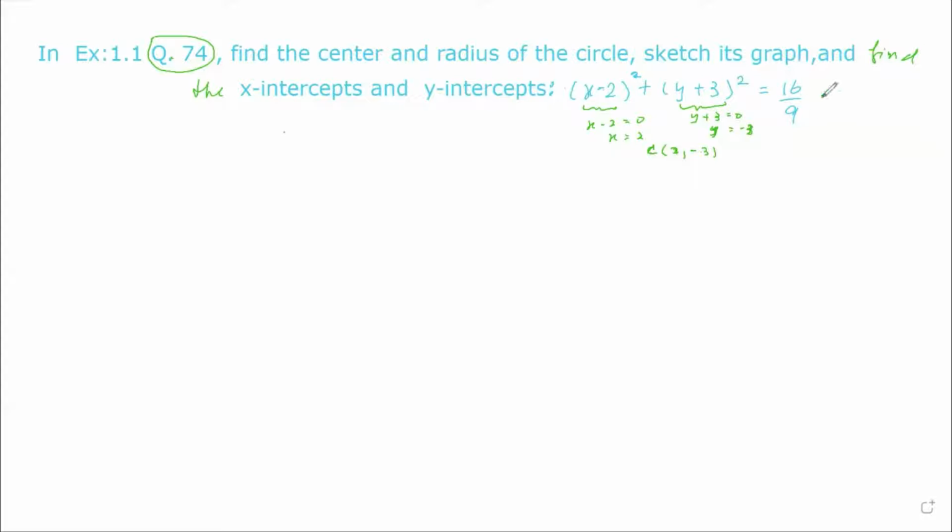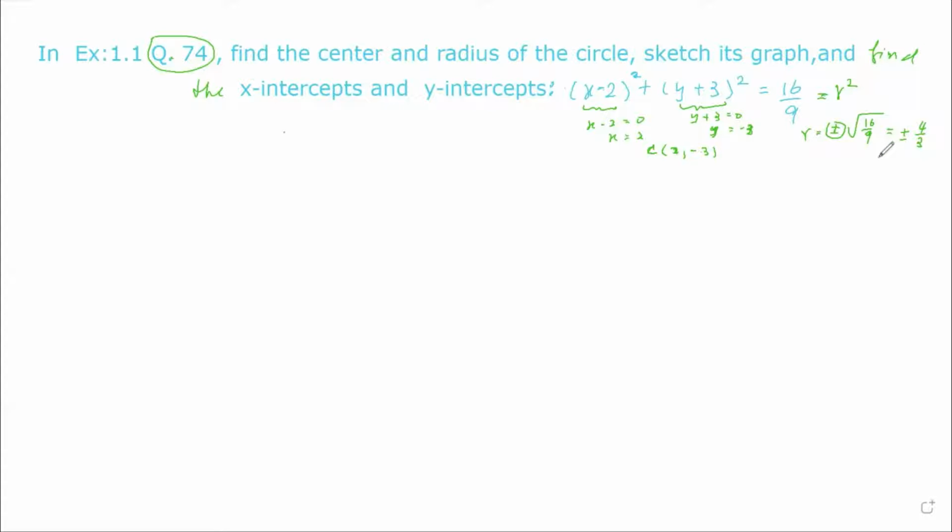Now, 16 over 9. What is 16 over 9? In the standard formula it means r squared, correct? Then you have to get only one r, so you take the root, correct? So when you take the root, this is going to be the square root of 16 over 9. Don't forget plus minus, please, because the index is an even number, okay? So when you take the square root, you are going to have plus minus 4 over 3, correct?